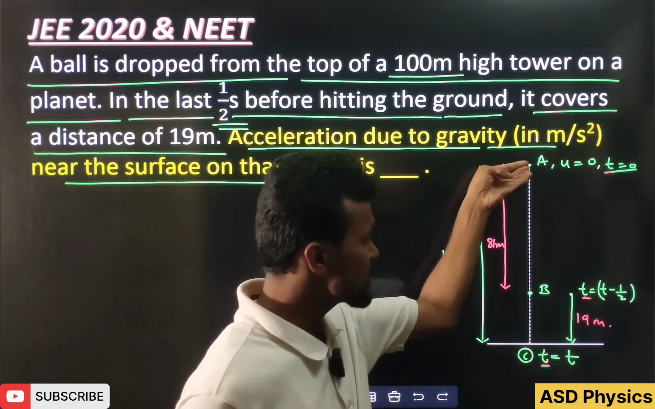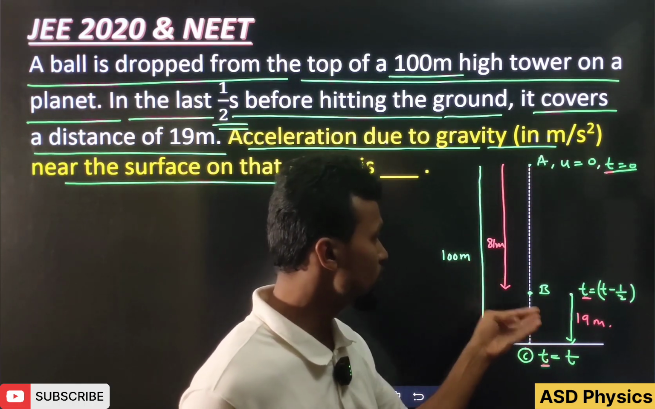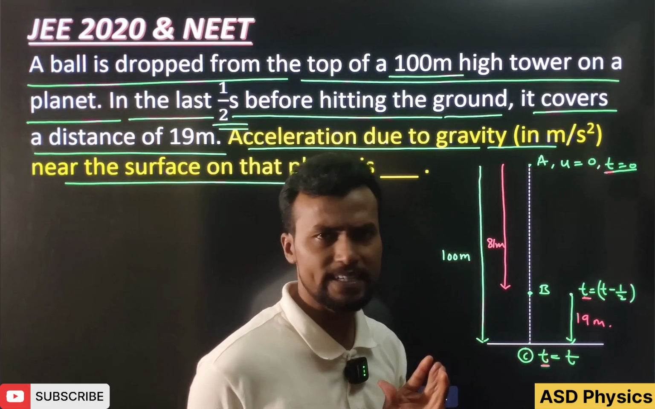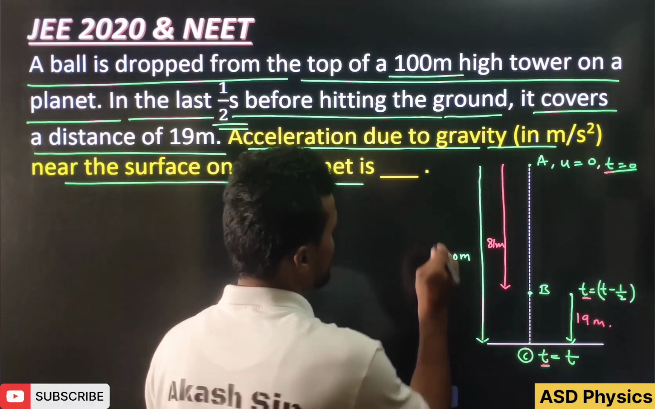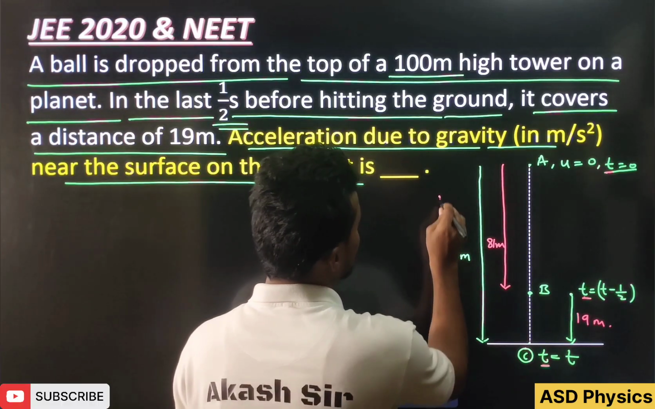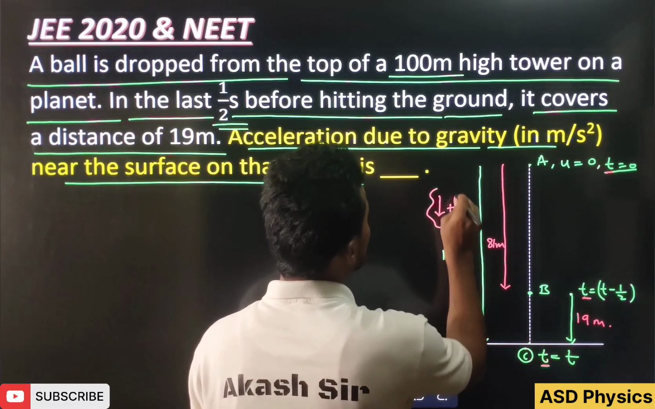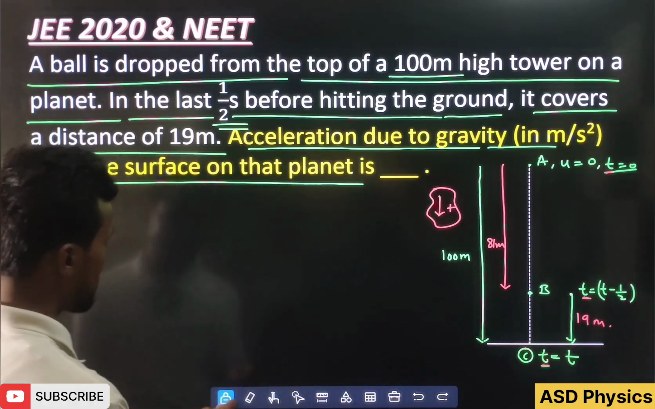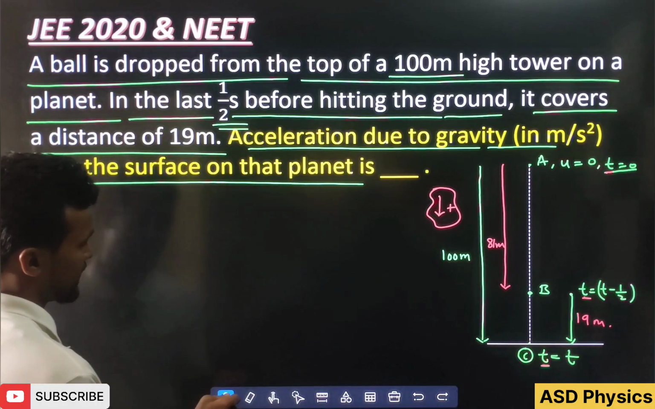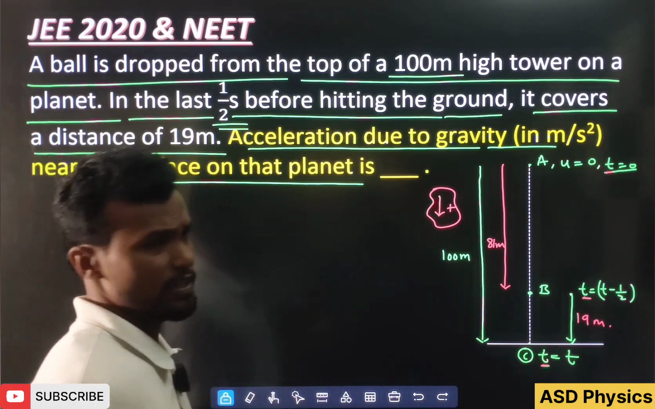Okay, if this distance A to C is 100, A to B how much distance? 100 minus 19, that means 81 meter. And the sign convention we know very well here. You can see all the arrows are in the downward direction. So anyhow I will take downward as positive, is it? And what we have to know? We have to calculate the value of gravity, the G value.